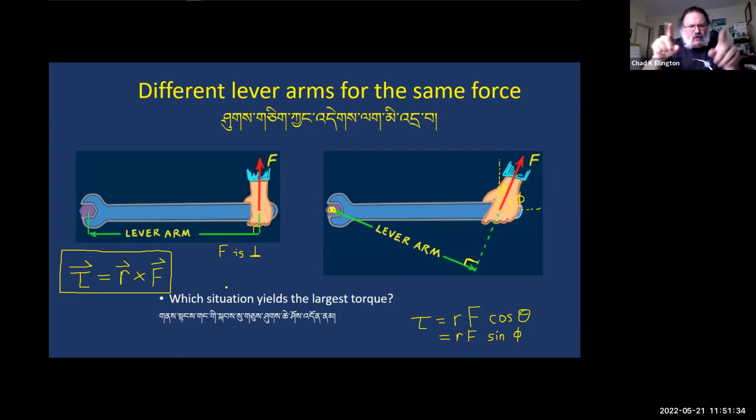And I perhaps should have drawn on the figure what this radius vector is as well. So let me do that real quick.